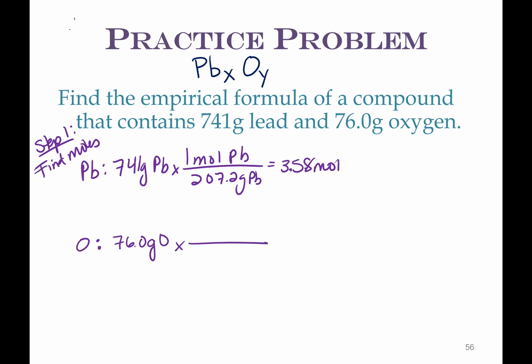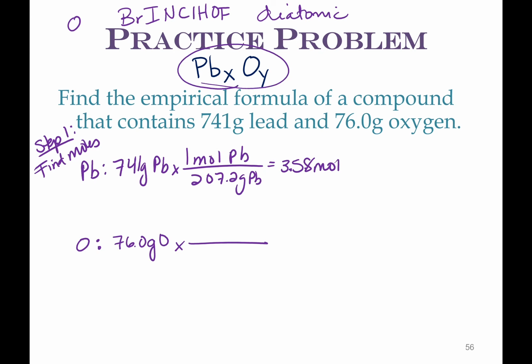So in the past, we've talked about oxygen as part of the Brinkelhoff, and we said that these are all diatomic. But they're only diatomic when they're found naturally occurring by themselves. They'll be connected to one another. So in this case, they're not found by themselves. This is in a compound with lead. We're trying to figure out what that number is. So it's not 2, or we can't say it's 2. It's just oxygen. So right now we're going to use the mass 16 and not 32 for this. So 1 mole of oxygen. So when we divide that, we get 4.75 moles of oxygen.